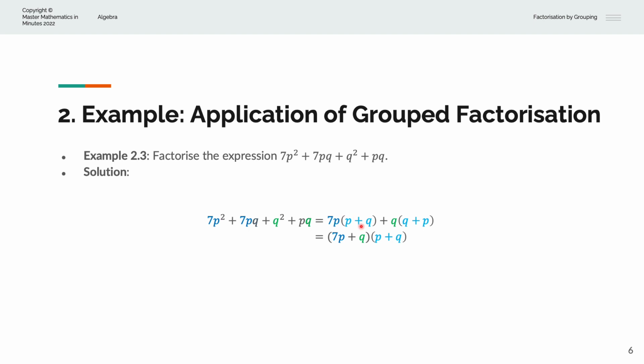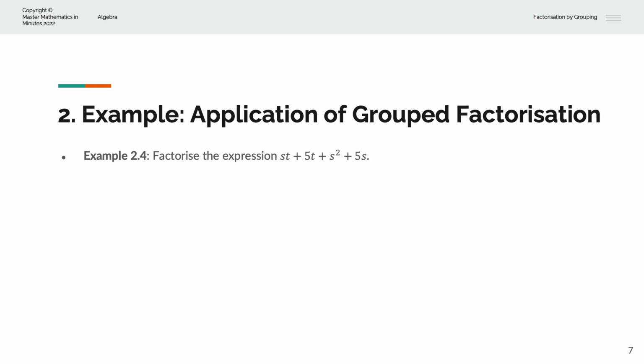And similarly, we can factorize q out of the third and fourth terms, and that becomes q into q plus p. And notice that with the common terms p plus q, we can factorize that further, that becomes 7p plus q into p plus q.